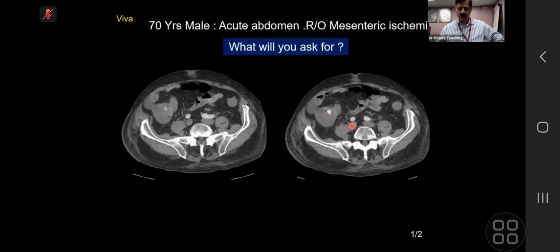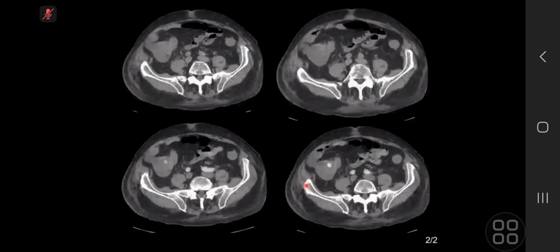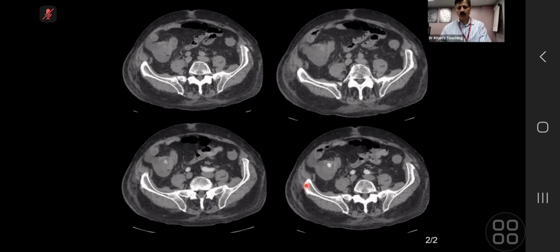Which phase is this? It looks like it's arterial phase. What should you be worried about, and what will you ask for? So, delayed imaging. It looks like there's contrast extravasation. So, I'd want a portal venous or a delayed phase, 90 seconds. Before that, what is more important? An unenhanced scan to see if that high density was present before. So, unenhanced is the key. You have to ask for that.